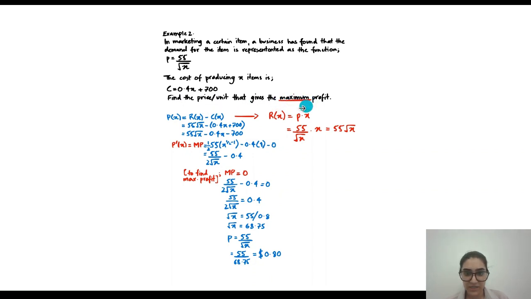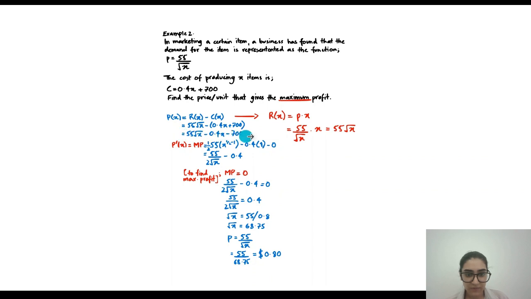Here again we are asked for the maximum profit. This is very easy. We have our cost function, we have our price, so we can make an equation for our profit. Just to be sure, as we have already deduced before, revenue is the price multiplied by x units. We have the price equation, which is 55 over the square root of x. We multiply it by x units and our revenue is 55 times the square root of x. Putting it back into our profit equation, we get 55 square root of x minus 0.4x minus 700.